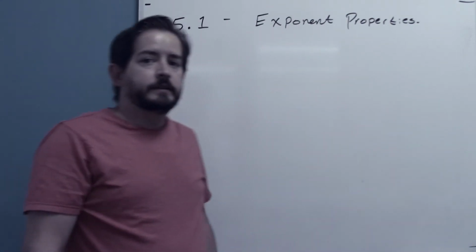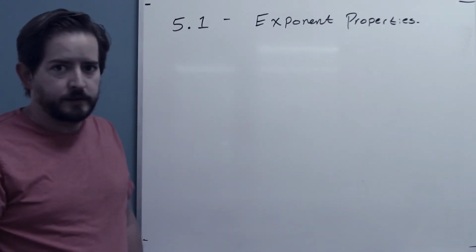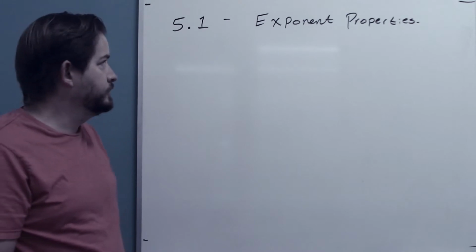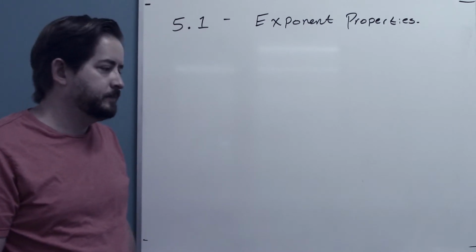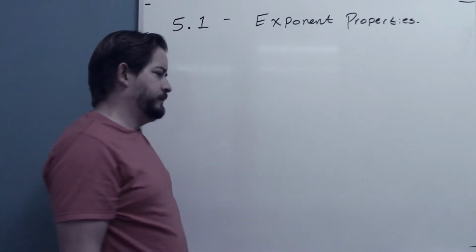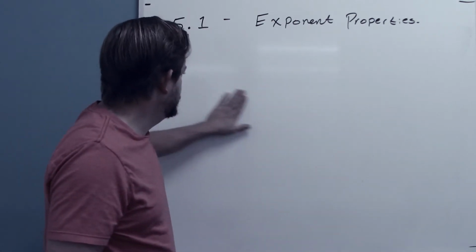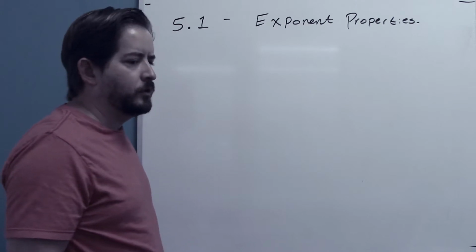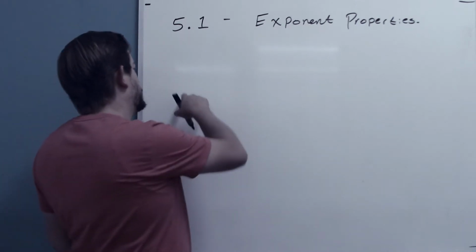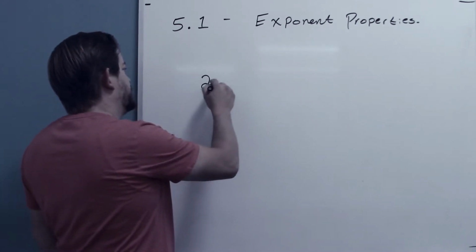Hi, welcome back. This is chapter 5, section 5.1, starting with exponent properties. So we're going to start by talking about exponents and what they are. And it's very closely tied into what multiplication is. If you remember, multiplication is just repeated addition.